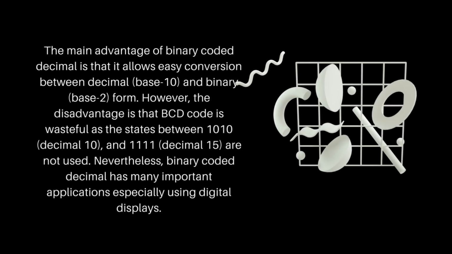The main advantage of binary coded decimal is that it allows easy conversion between decimal and binary form. However, the disadvantage is that BCD code is wasteful as the states between 1010 and 1111 are not used. Nevertheless, binary coded decimal has many important applications, especially using digital displays.